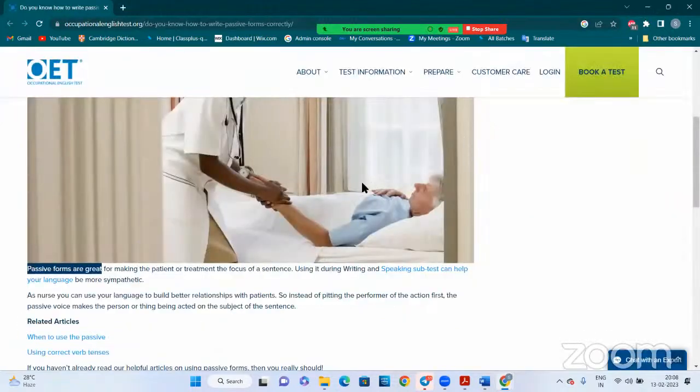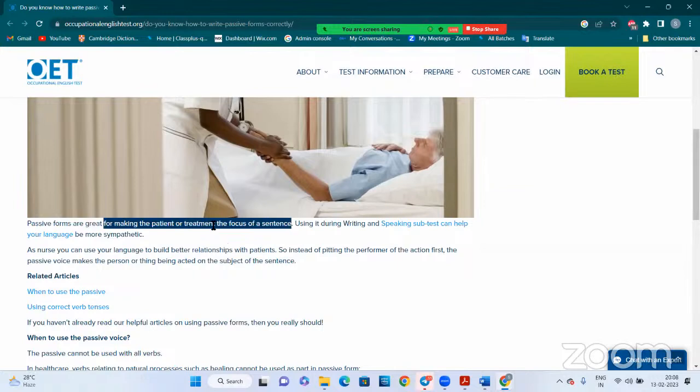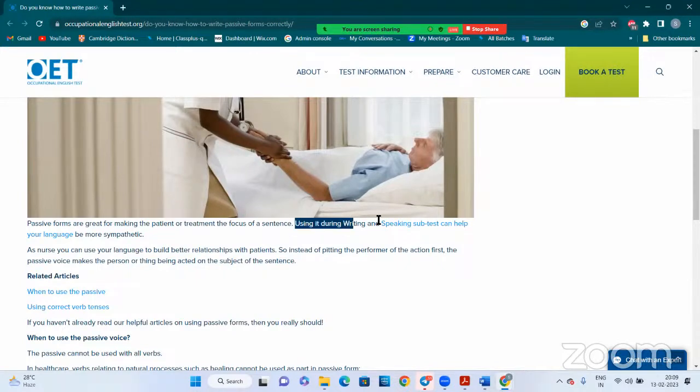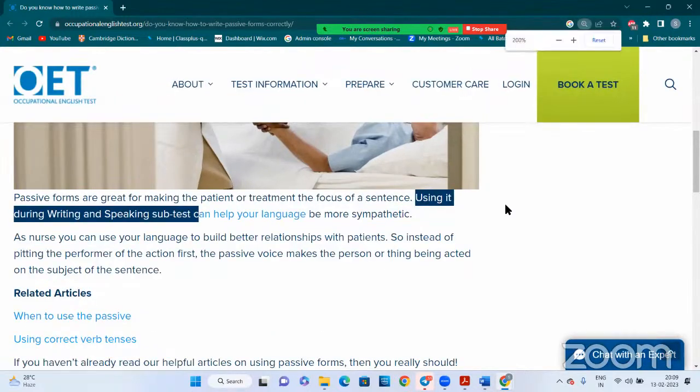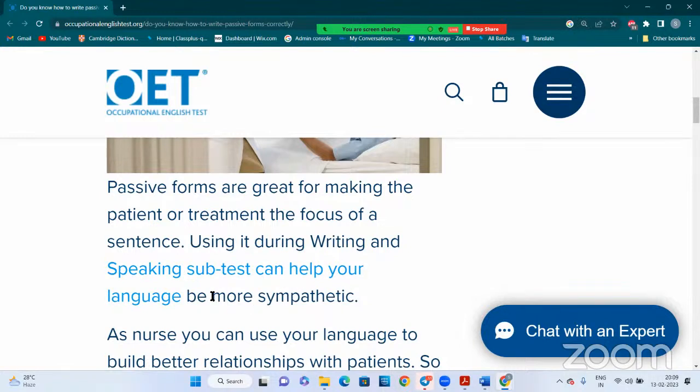So there's very valuable information. For making the patient or treatment the focus of the sentence, make it the subject of the sentence. Don't say "I am referring." I becomes important, which means I become the focus. Don't bring yourself there. Using it during writing and speaking subtests can help your language be more sympathetic. "I am writing to refer" means you are great, and the patient is not important.